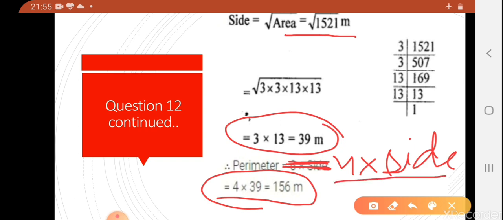Now this was all of exercise 3.3. In the next lecture we will discuss 3.4.